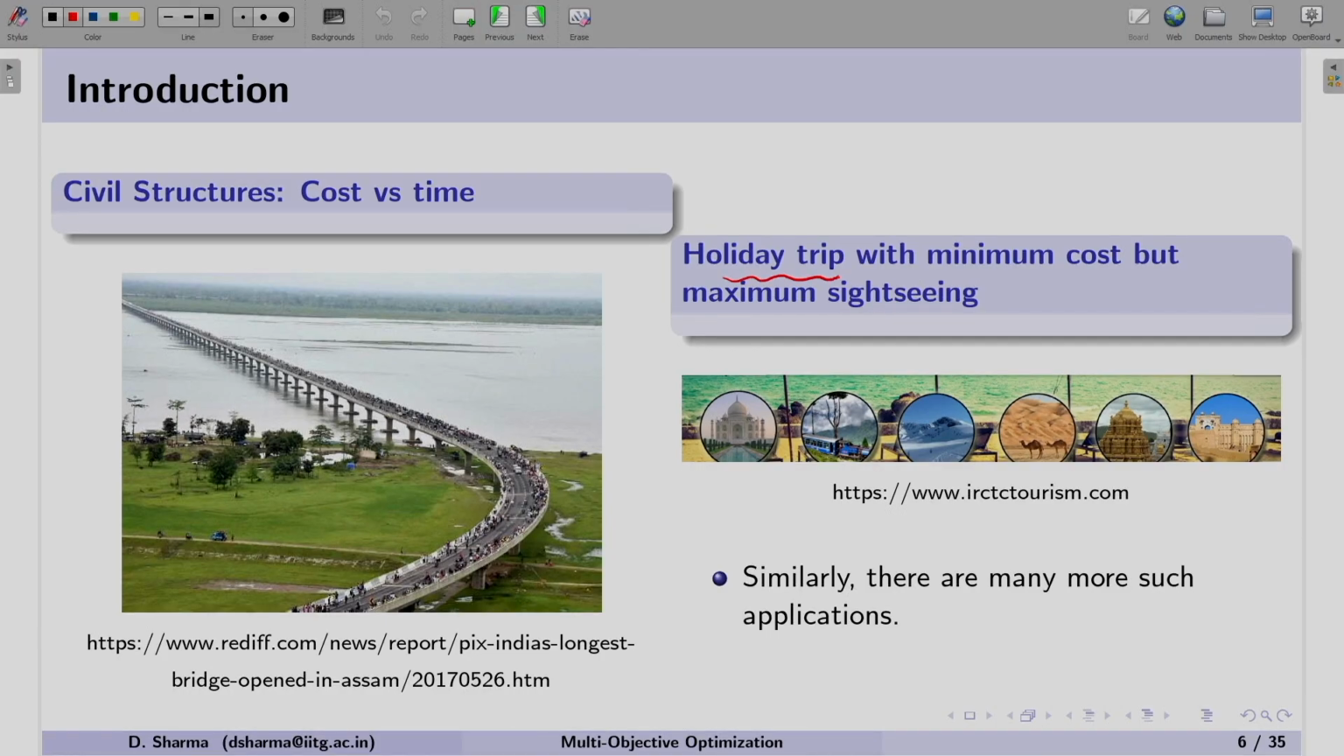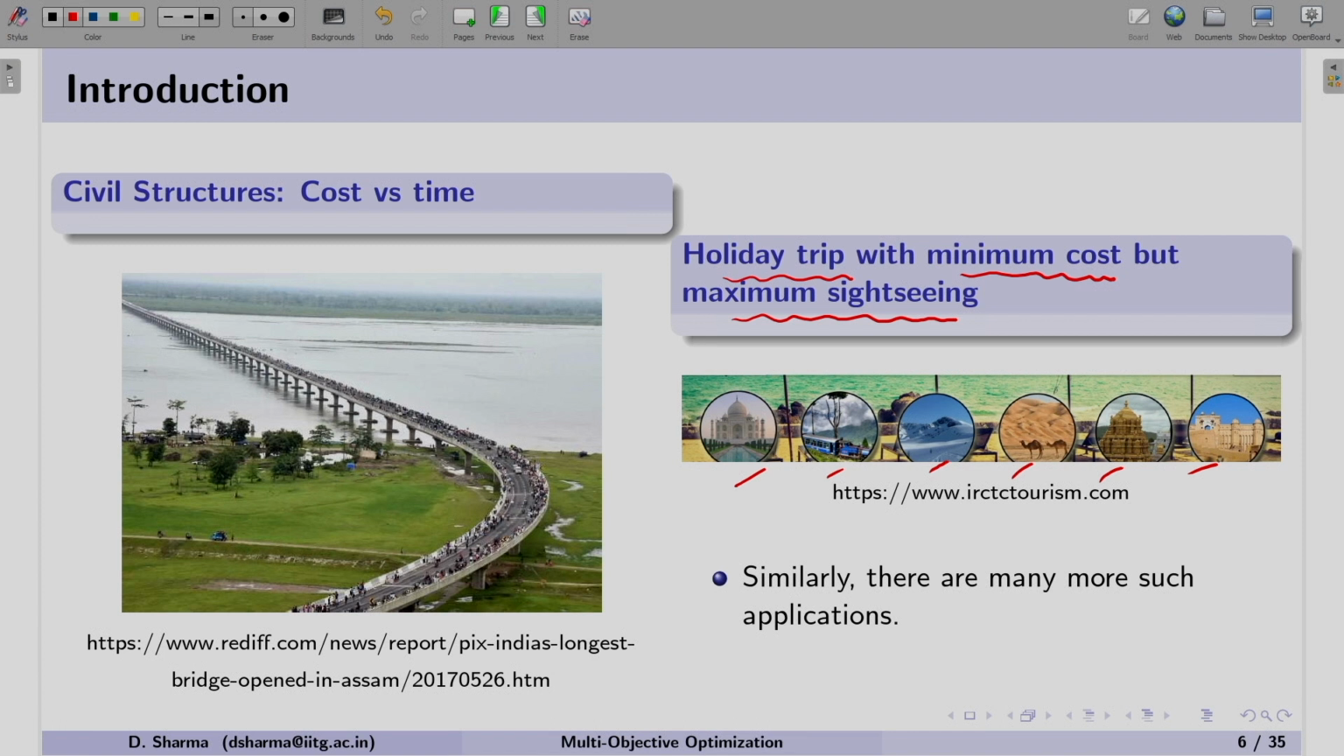Let us take one more example here. This example is on a holiday trip, where we want to minimize the cost, but at the same time we want to maximize the sightseeing. Suppose we want to travel to all the places as you can see in the figure, and as we know, if we are going to see different places, we have to pay accordingly. So if we want to minimize the total travel time versus maximize our sightseeing, these two objectives are conflicting in nature, and that will construct a multi-objective scenario for us.